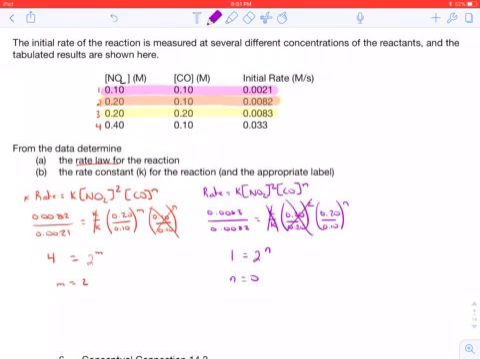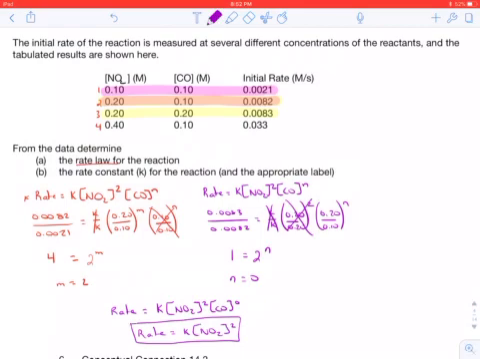Now that we've got everything in there, we're going to say rate equals K times the concentration of NO2 squared times the concentration of CO to the 0 power, or we could just eliminate that and it would probably be better to say rate equals K times the concentration of NO2 squared. And this right here is our rate law, which is our answer for A. So let's take this into account now.